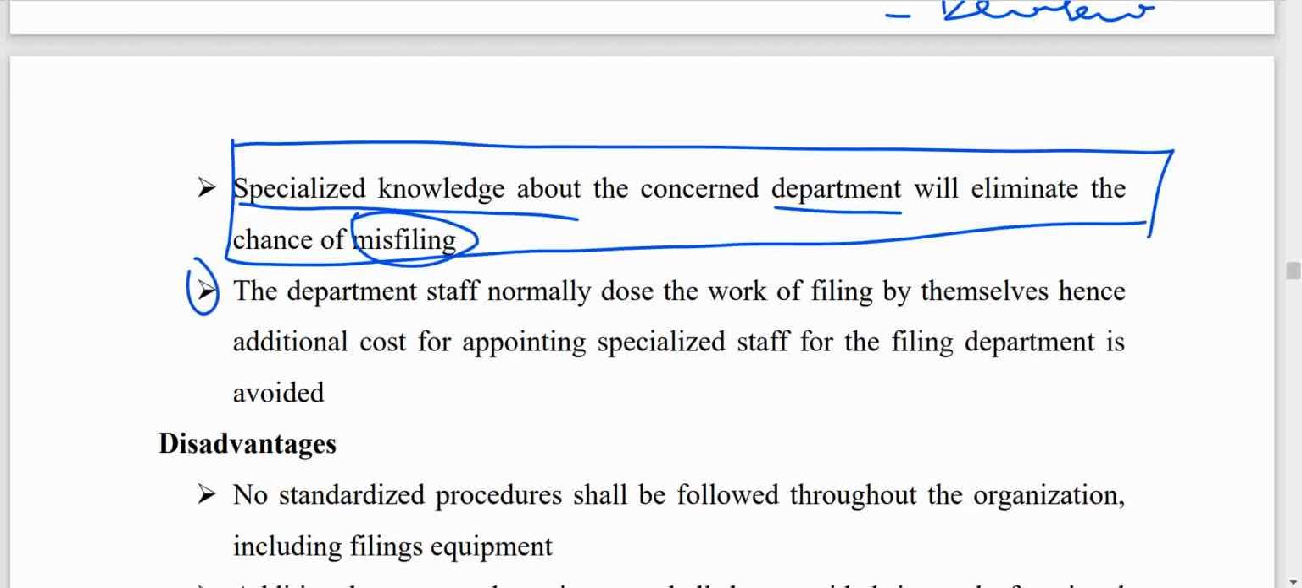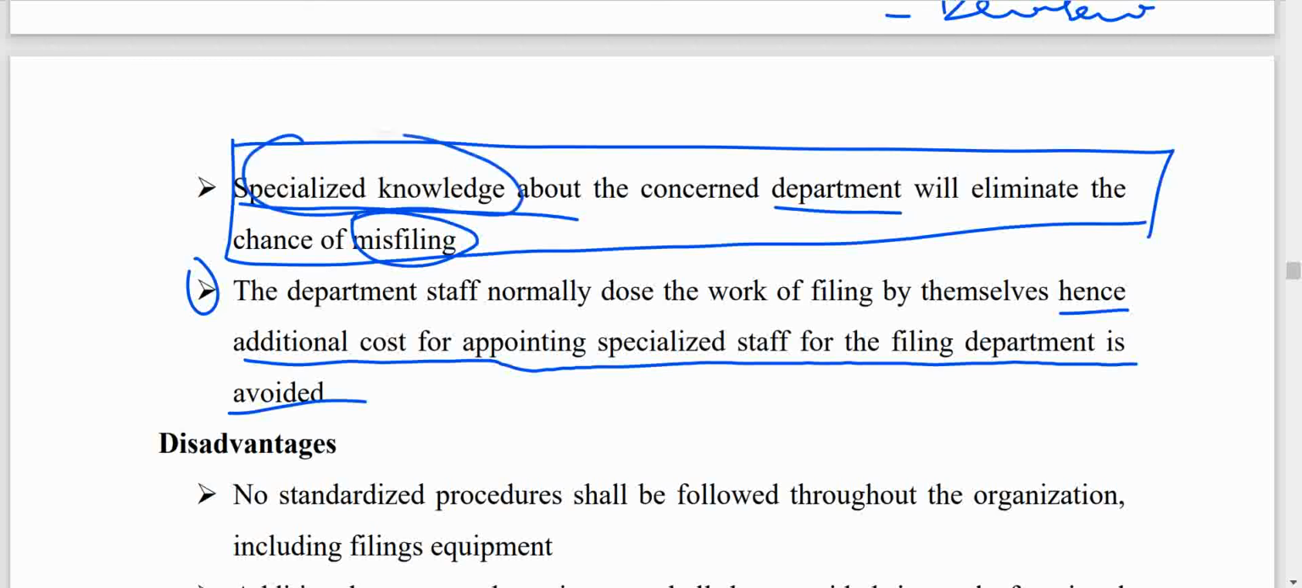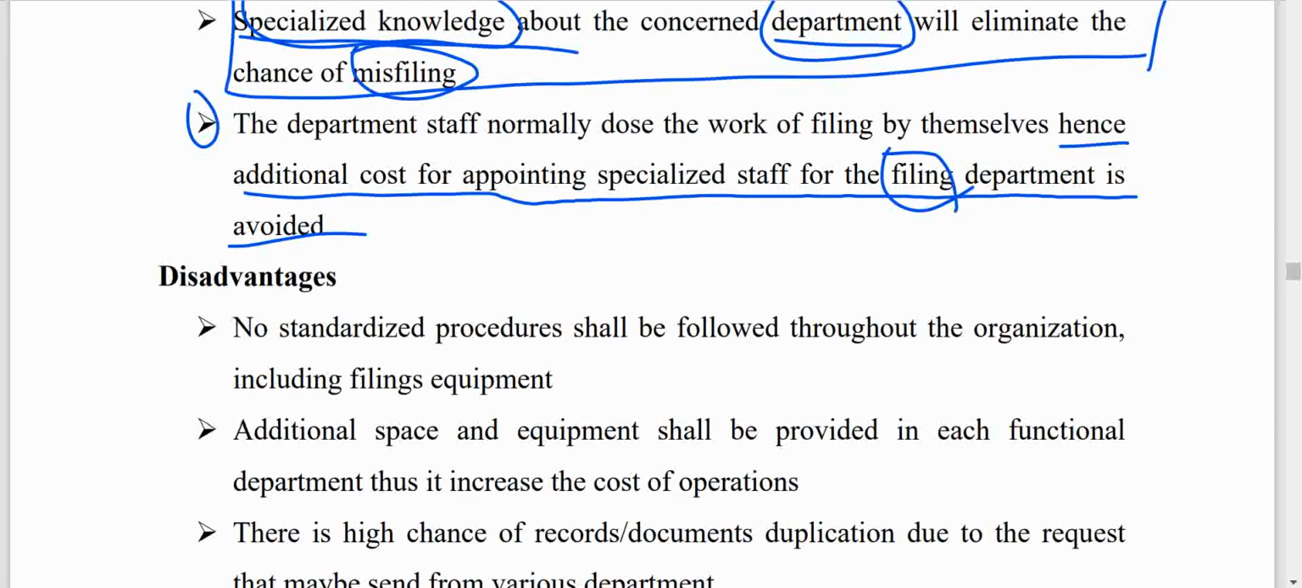Next thing is that the department staff normally does the work of filing by themselves. Hence, additional costs for appointing specialized staff for the filing department are avoided. When someone has specialized knowledge concerning a certain department, you wouldn't need to hire any other person to come and do the filing for you. That person can do that, so that cost will be cut.